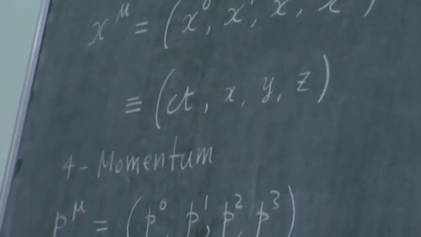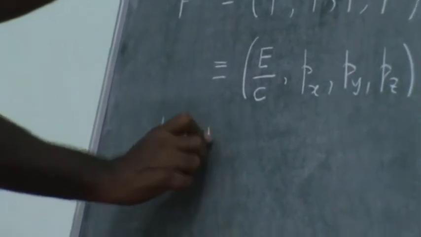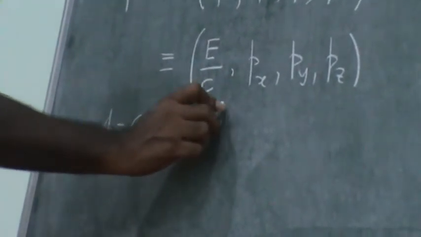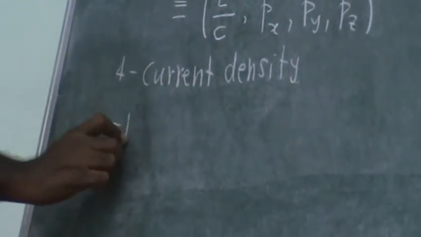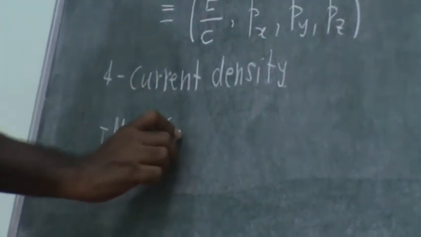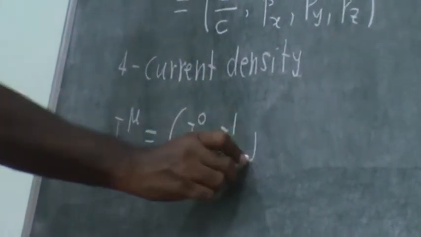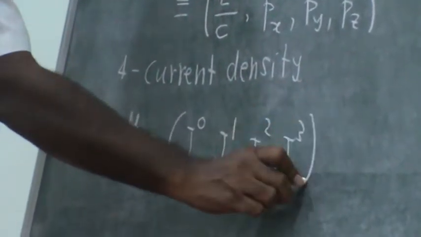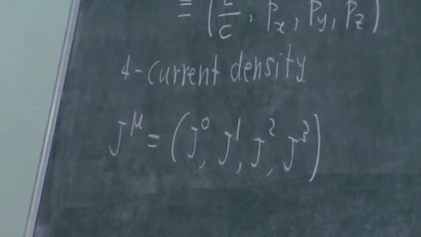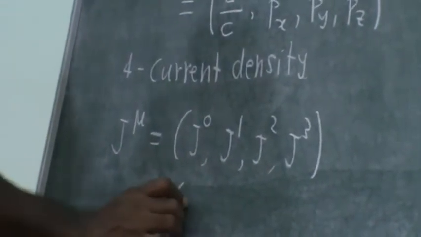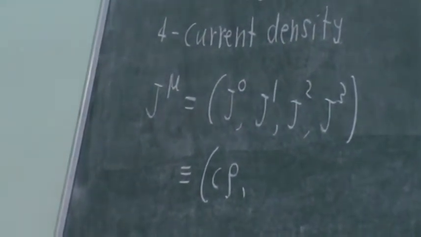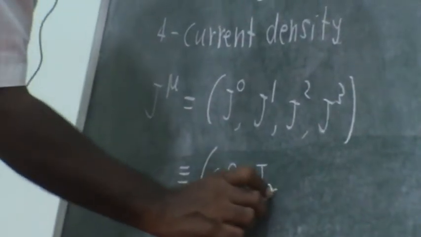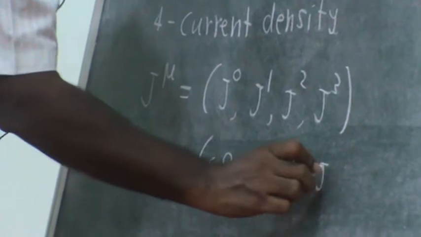Okay, you can write many four vectors. For example, for current density, you can write it as J^μ, which is equal to J0, J1, J2, J3, which by definition is c times rho. The time-like component of current density gives you the charge density, and then the usual Jx, Jy, Jz.